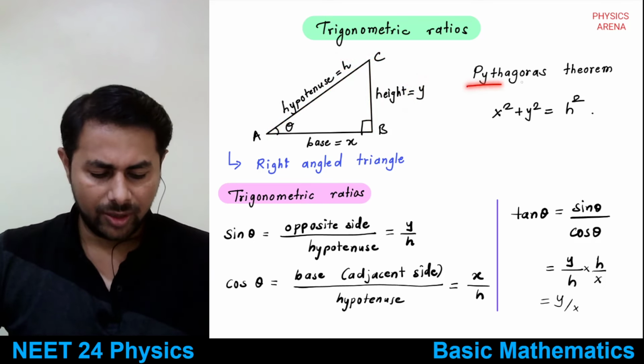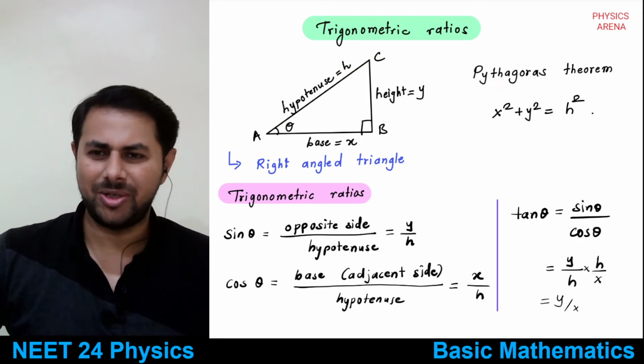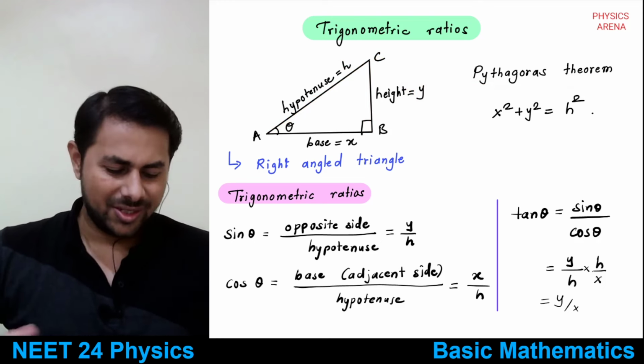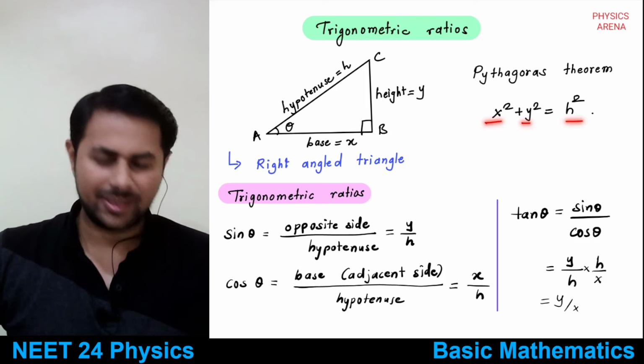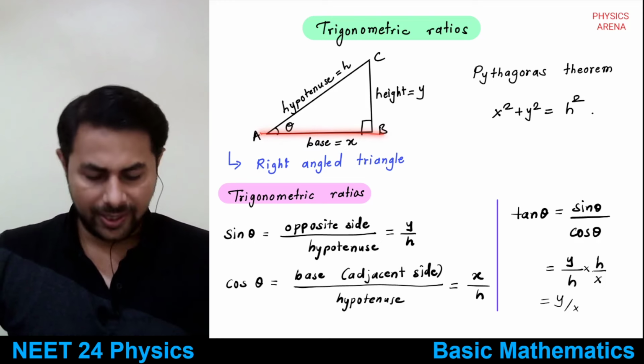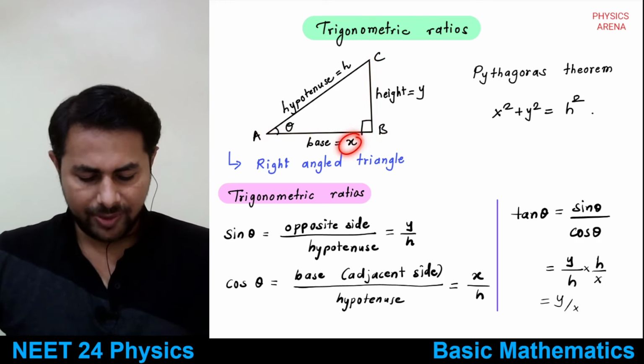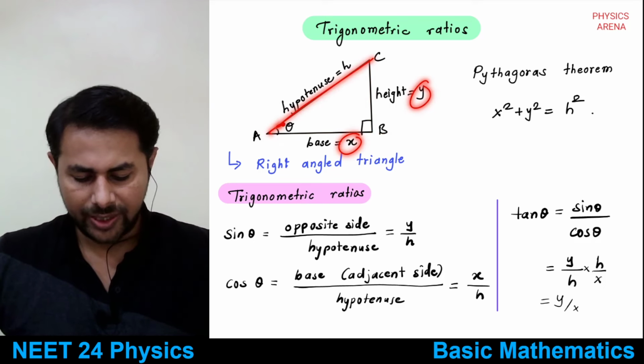Then we have the Pythagoras theorem. Again, I'm sure everybody knows this, but it is x square plus y square is equal to h square. So base is x, height is y. If you take the square of the base plus the square of the height, then what do you get? Hypotenuse square.